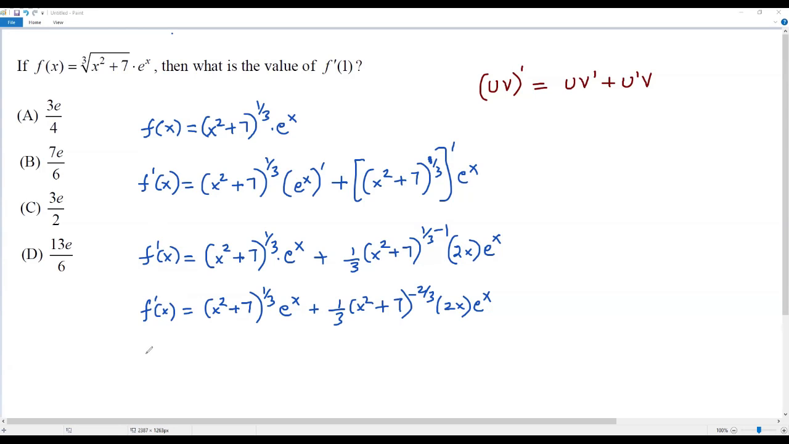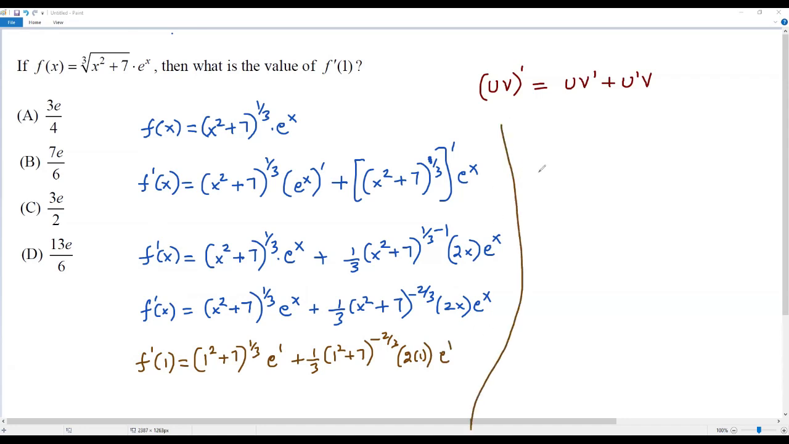Okay, now let me plug in 1 for x. Then f prime of 1 equals, on the right side, everywhere I have to plug in 1 for x. Here we have x squared, so when I plug in x equals 1, it becomes (1 squared plus 7) raised to the power of 1/3 times e to the first power. I just plugged in 1 for x. Then 1/3 times (1 squared plus 7) raised to the power of negative 2/3 times 2 times 1 times e to the first power. Okay, now let's do some more simplification.